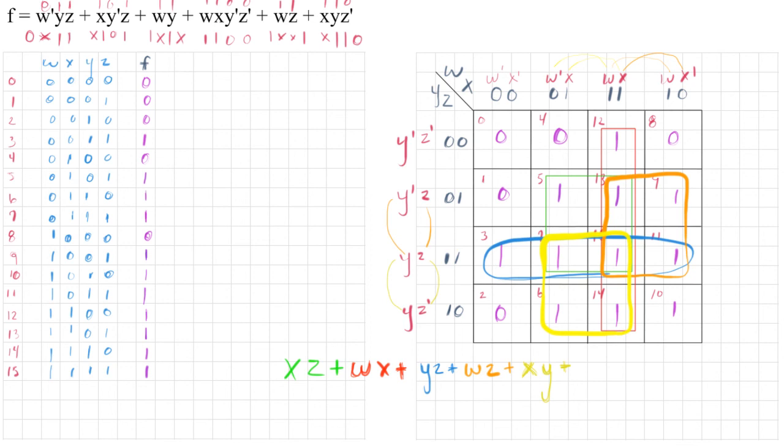We have one more square. For this one, again, W stays the same, X changes. So we have W, and on this side, Y stays the same, Z changes. So Y.